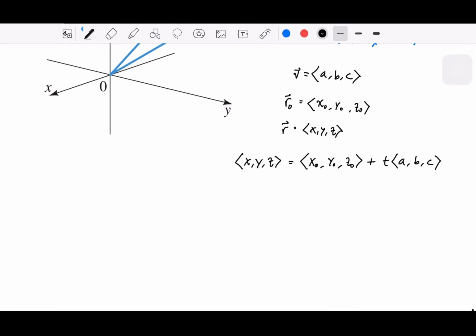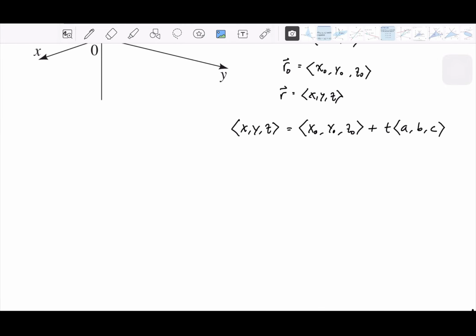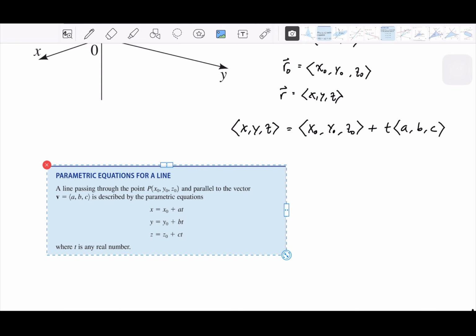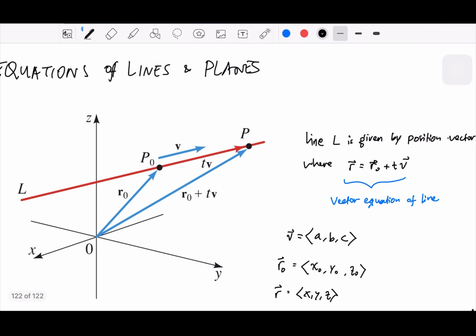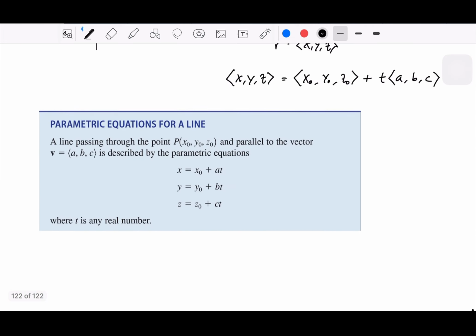From here, we can describe the parametric equations for a line. As we say in this red line here, the line passes through a point and is parallel to the vector v. So v is the direction. The line is described by these parametric equations, where t is any real number. We say that t is our parameter.